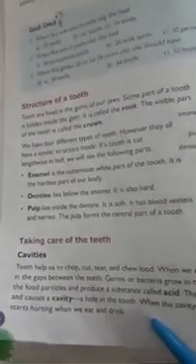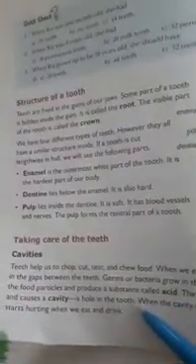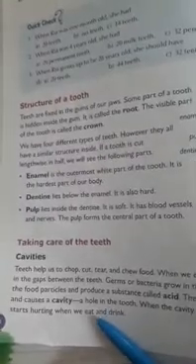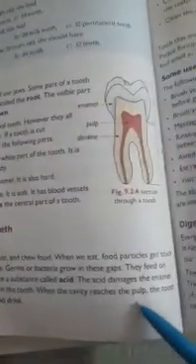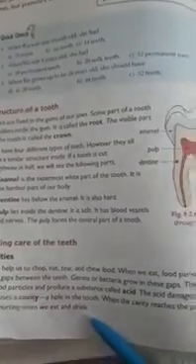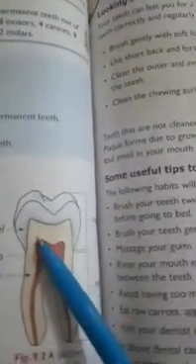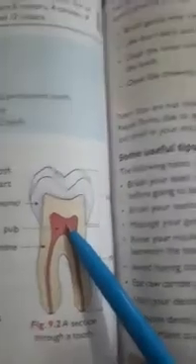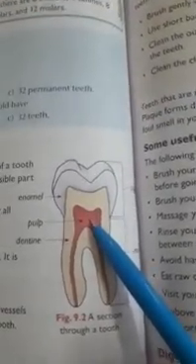Okay, so what is a cavity? It's a hole in the tooth. Many children have a hole in the tooth, and that is called a cavity. When the cavity reaches the pulp, the tooth starts hurting when we eat and drink. So when this cavity reaches the pulp, we feel pain when we eat or drink something.